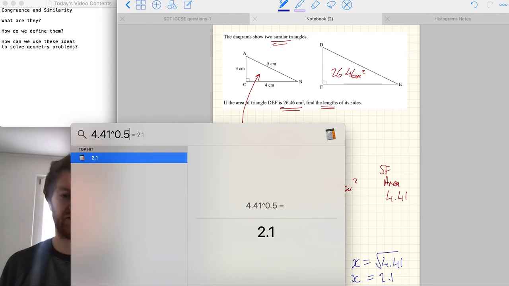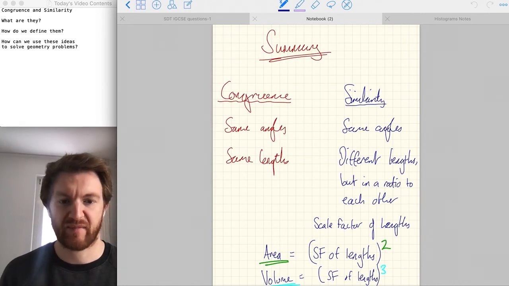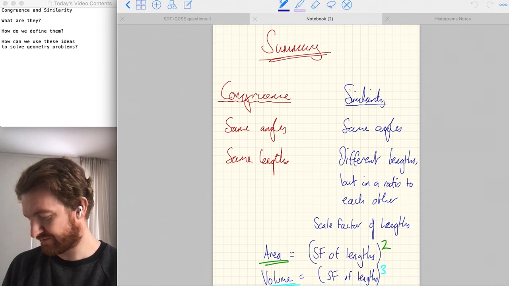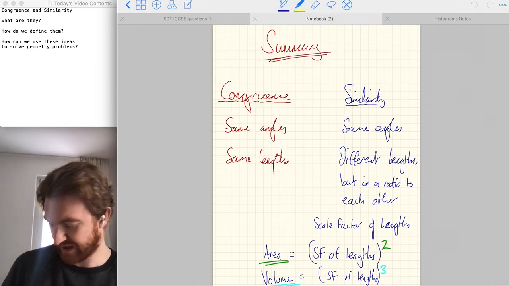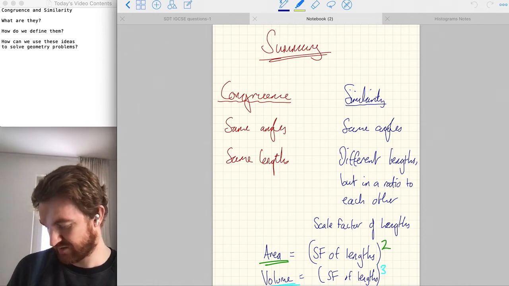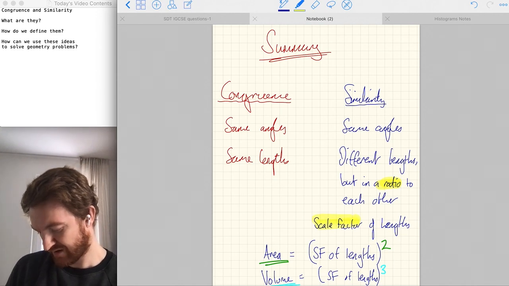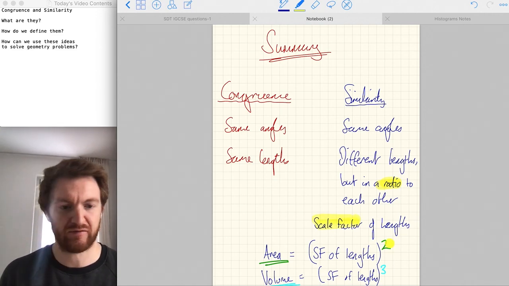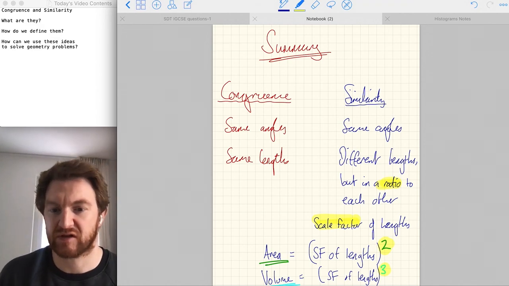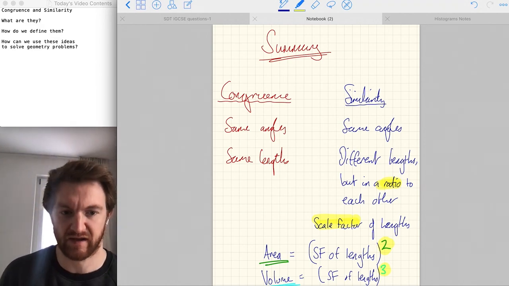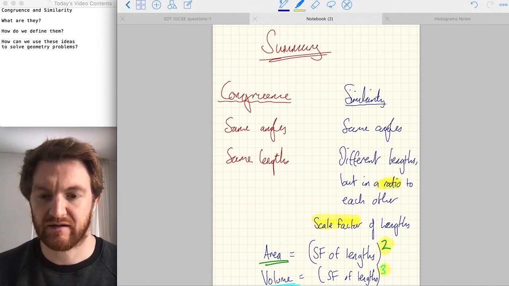So let's just summarize. Congruence: same angles, same lengths, relatively straightforward. Similarity is same angles but different lengths, but they're in a ratio to each other, which we can write as a scale factor. What do you multiply by? For area, don't forget we have to square it, and obviously for volume, we have to cube it. It's not the same because you use centimeters squared, centimeters cubed, so you have to do the same thing with the scale factor.